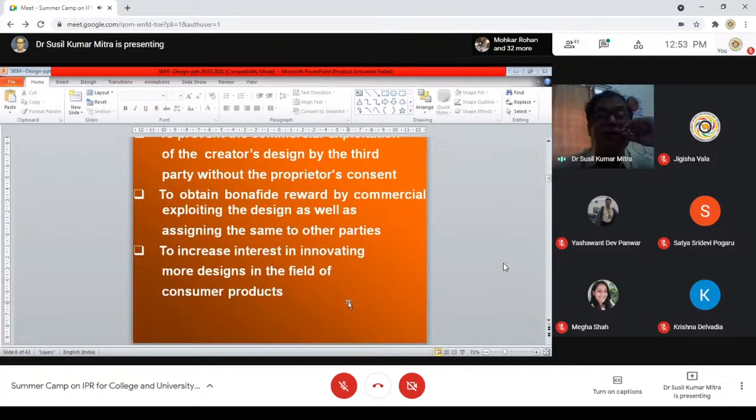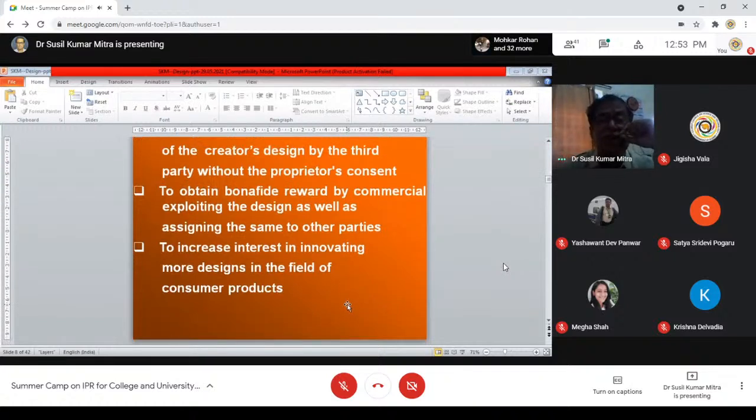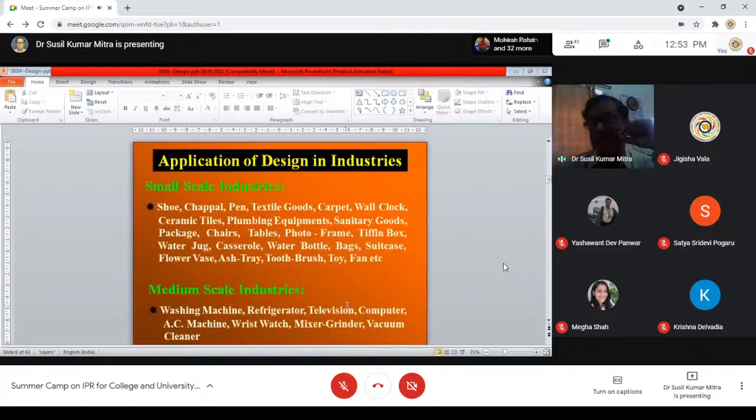Now, about applications. If I consider small scale industry products, from shoes and chappals to toothbrushes, toys, and fans, everywhere you can find different types of designs, and these designs are registered under different classes. Patents are not registered under different classes, but trademarks and designs are registered under different classes.